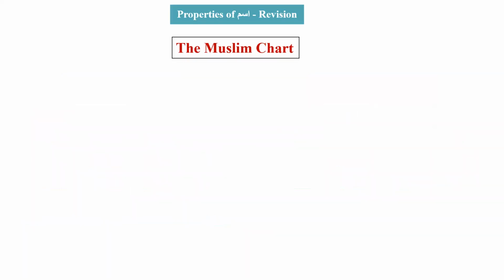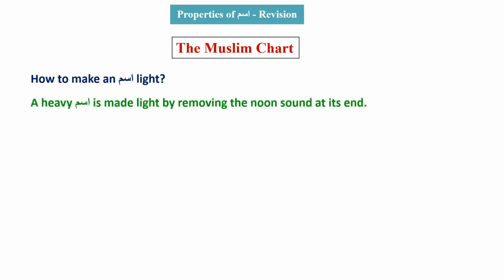All right. If they're all heavy, then the question is, can we make them light? And if we can, how do we do that? That's the next question, and I'm going to ask Zainab. Do you know how to make an ism light? You can make any ism light by just removing the noon sound from the end. Then it becomes light. So a heavy ism is made light by removing the noon sound at its end.